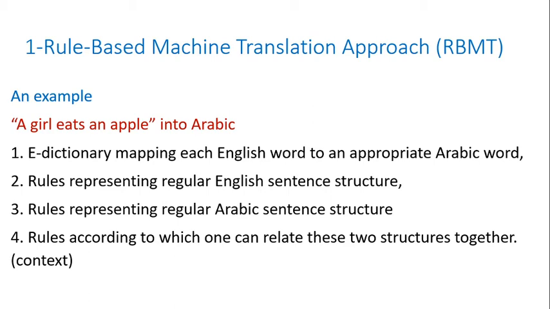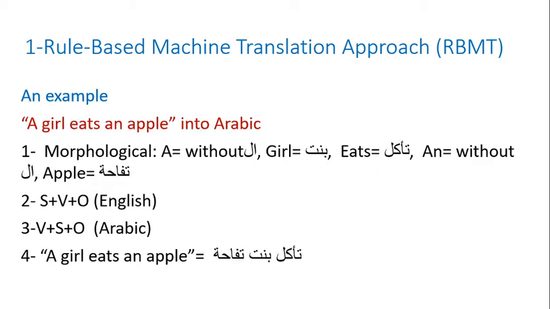Then rules representing regular English sentence structure. What are the rules here? The subject, verb, object rules. Rules representing regular Arabic sentence structure. And then rules according to which one can relate these two structures together in that particular context. So after providing all these rules, with the help of software or some machine working system, we can have this kind of functioning inside the machine.